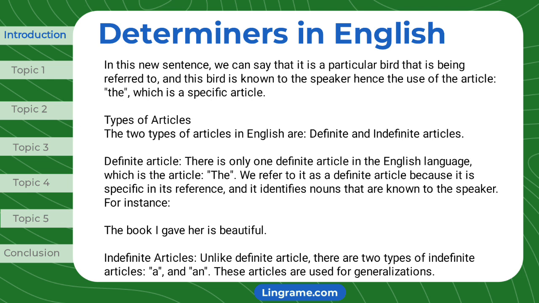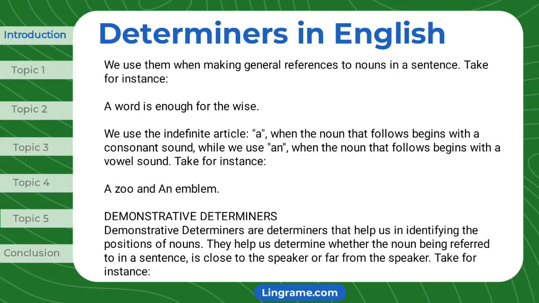Definite article: there is only one definite article in the English language, which is the article, the. We refer to it as a definite article because it is specific in its reference, and it identifies nouns that are known to the speaker. For instance, the book I gave her is beautiful. Indefinite articles: unlike the definite article, there are two indefinite articles, a and an. These articles are used for generalizations. We use them when making general references to nouns in a sentence. Take for instance, a word is enough for the wise.